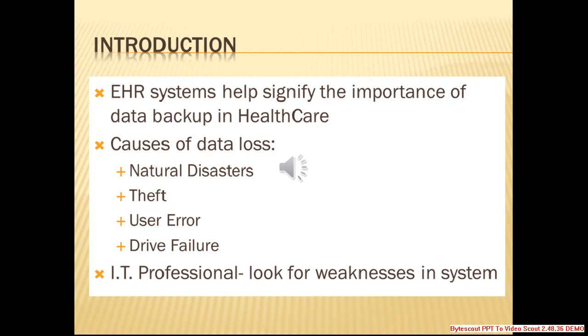Temporary and complete data loss can occur from natural disasters, theft, user error, and drive failure. Data breaches occur when information is not encrypted or when unintentional or intentional access is given to unauthorized users. Most users will not think about possible loss of data or data breaches and direct consequences until it is too late to undo the damages. Therefore, it is often the IT professional's responsibility to make sure weaknesses in the system do not result in data loss.